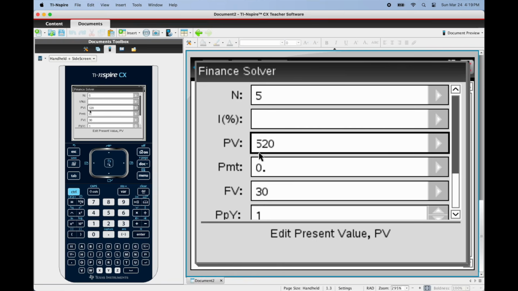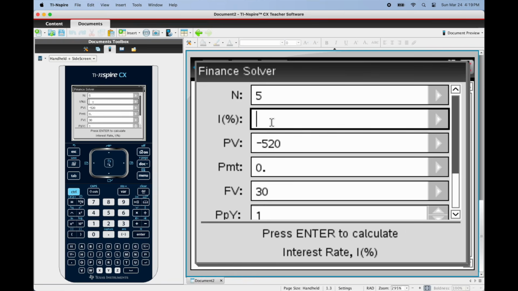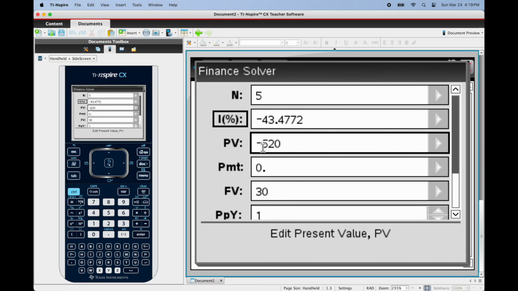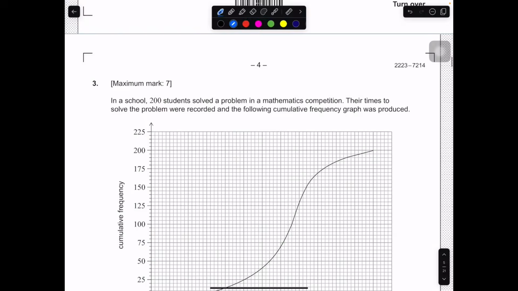But if we change the sign to negative 520, then it will give us our depreciation rate, or the change in the value of the phone every single year, which is 43.5% once again. So whenever you get that no sign change, often due to this present value and final value being different. Okay. Let's go back to the document and continue on.